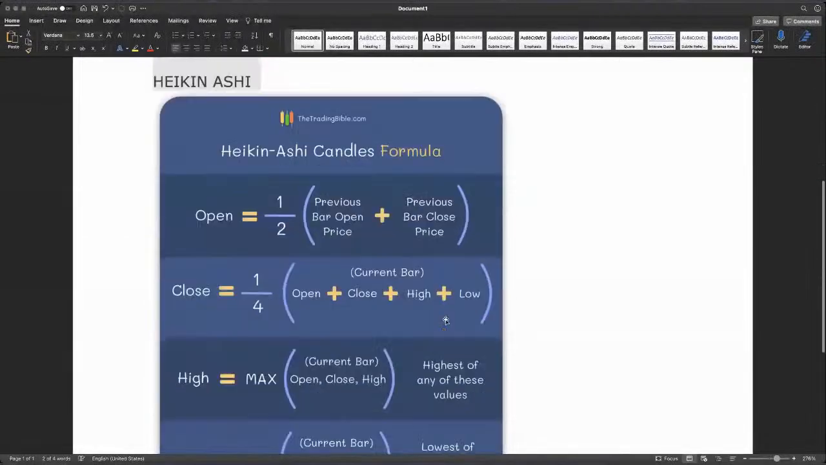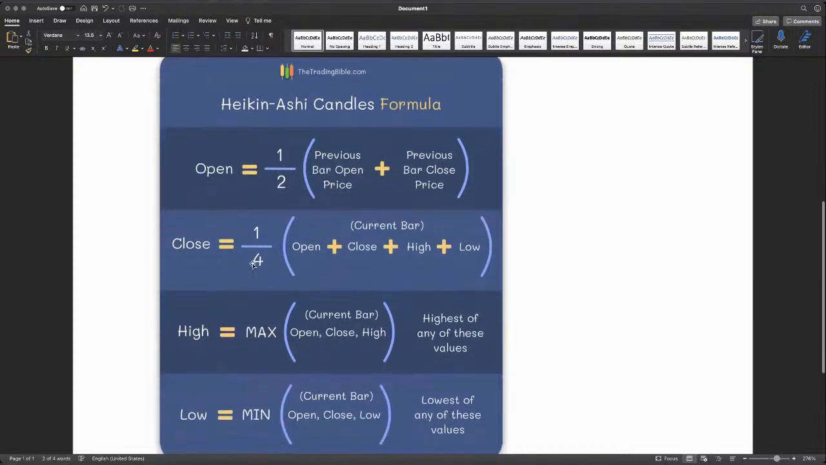So I'm back here, and you see that the Heiken Ashi candle is not simply based on the current candle's open or close price, high price, low price. What it actually does is, let's say, for example, this is a green candle we're talking about. The open price of that candle is half of the previous open price and the previous close price. So what they do is they add these two together divided by 2. Okay, so you get an average. The close price is a quarter of the open, close, high, and low of the current bar.